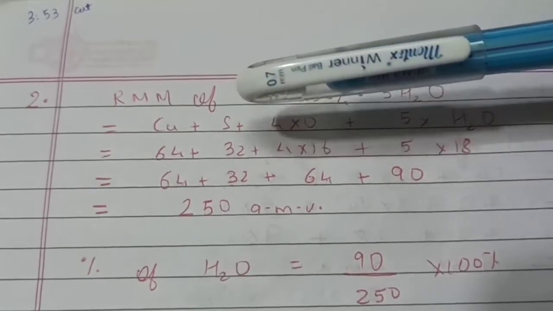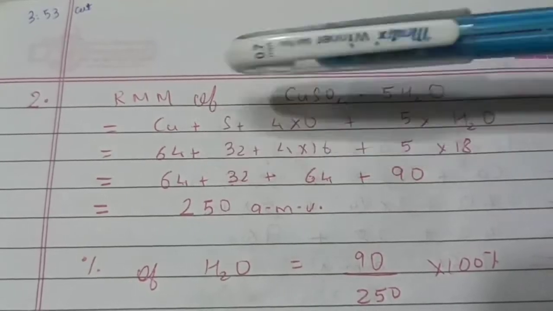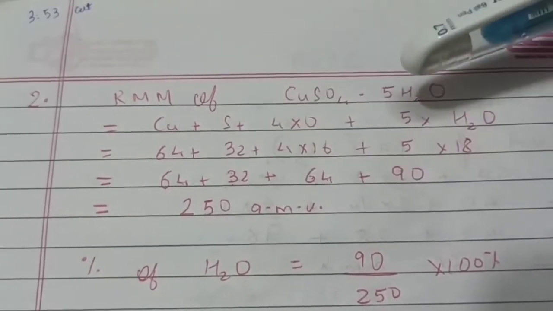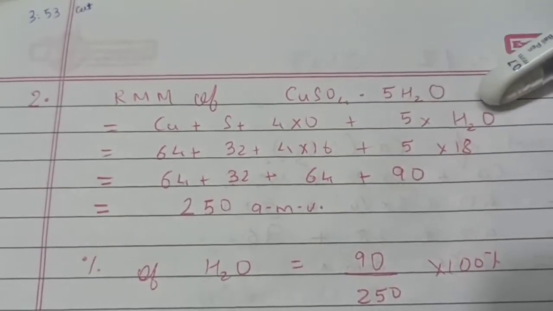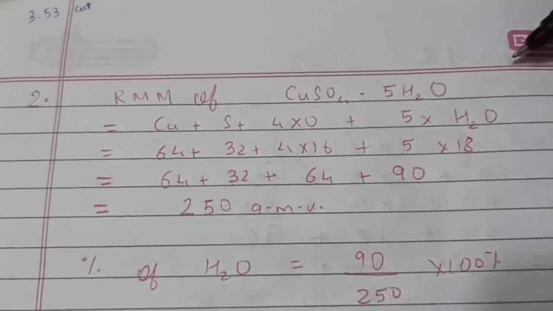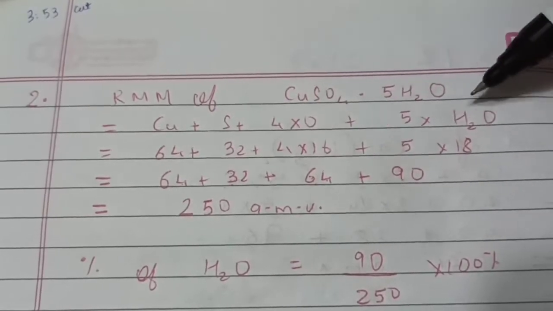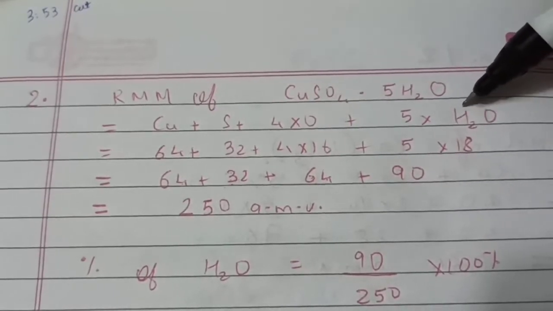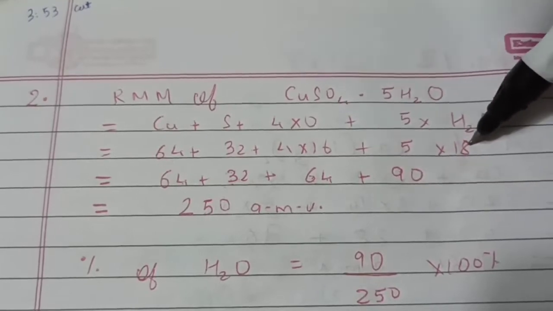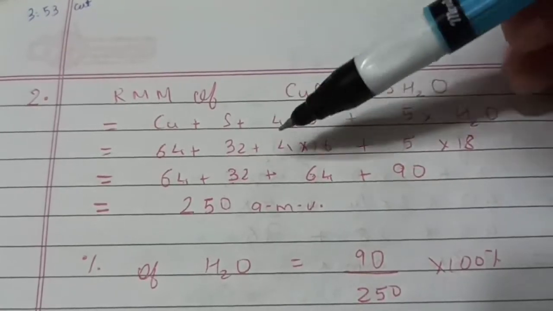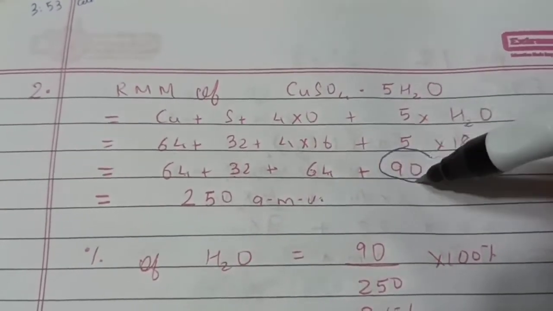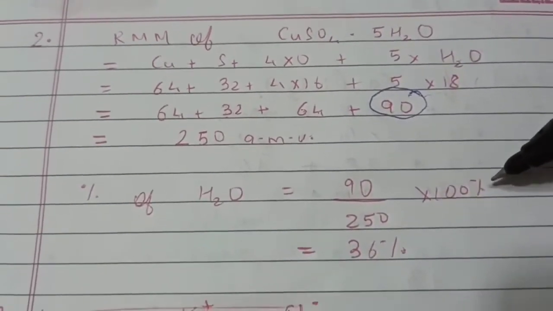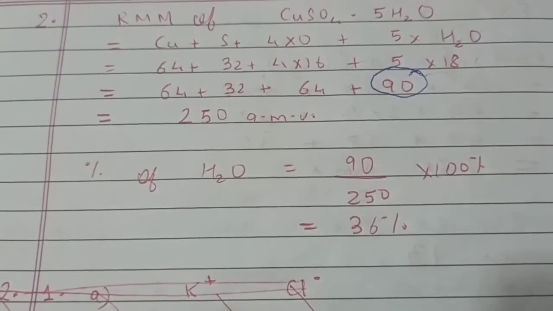So substitute the values of copper's atomic weight. So we have sulfur 32, we have 4 atoms of oxygen out here, and we have 5 molecules of water. Now water's molecular weight is already known. It's 1 plus 1 plus 16, hydrogen 1, but there are 2 hydrogen atoms, oxygen 16, so that's totally 18. Then you solve ahead and you get 250 AMU. Now the percentage of water is this 90 upon 250 into 100%, which comes up to 36%.